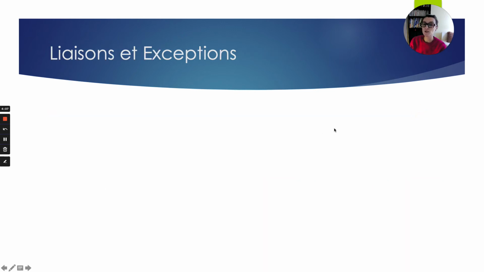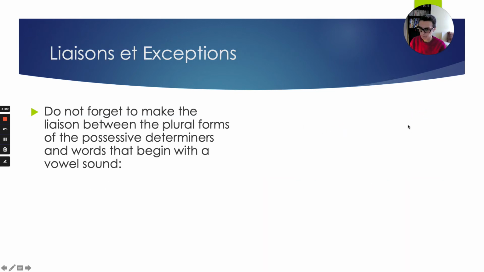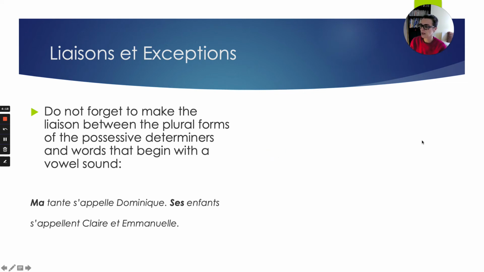Okay, liaison. If there's a word that begins with a vowel sound, there's going to be a liaison between the possessive and the noun. Exemple: Ma tante s'appelle Dominique. Ses enfants, ses enfants. Hear the liaison there? Ses enfants s'appellent Claire et Emmanuel. Her children, ses enfants. Don't forget the liaison when you're pronouncing.